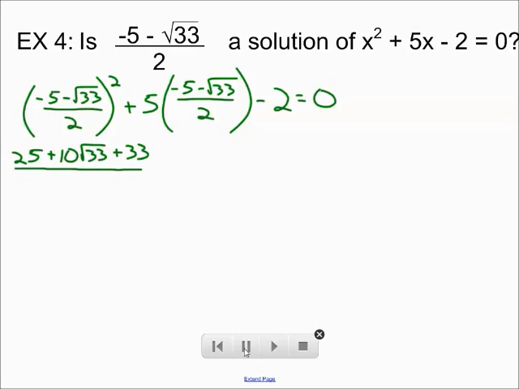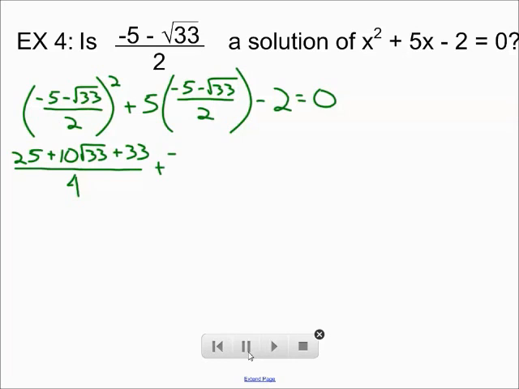Now over here, what I'm doing is squaring that binomial. So square of a binomial pattern should be a squared. Negative 5 times negative 5 is 25. In the middle, you've got their product. Negative 5 times negative square root of 33 is 5 square root of 33. Doubled is 10 square root of 33. And over here, we've got negative square root of 33 squared, which is just 33. On the bottom, 2 squared is 4.